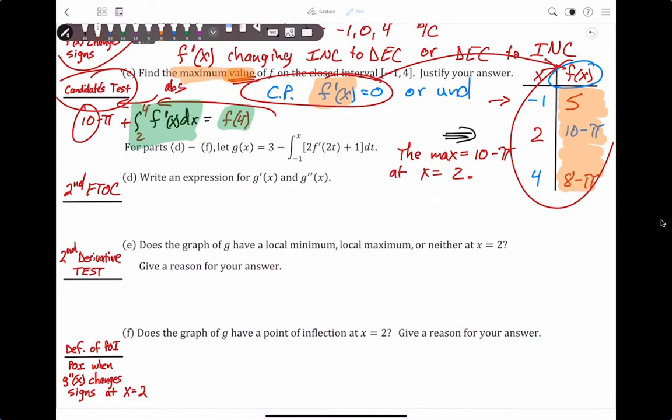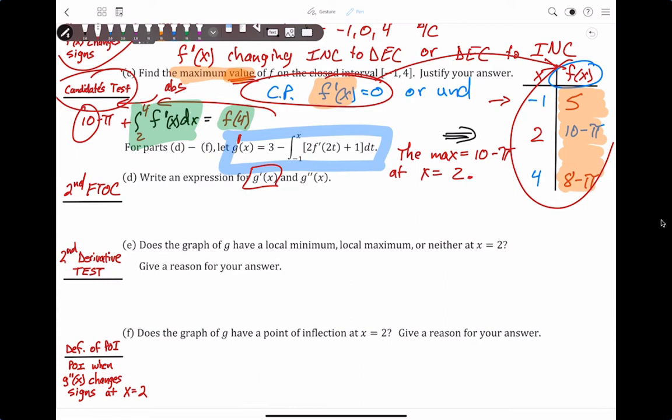All right, let's go to part D. It says write an expression for g prime of x and g double prime. Well, they gave us this function right here. G of x is this function right here. So already it's screaming at you second fundamental theorem. If I want to take the derivative of the left side, well, that's easy. It's just g prime, which is what we're looking for here.